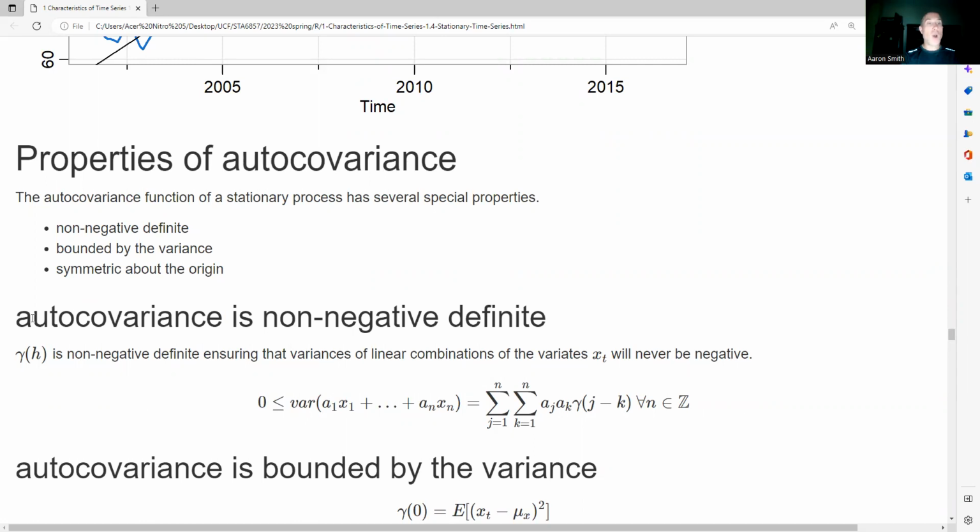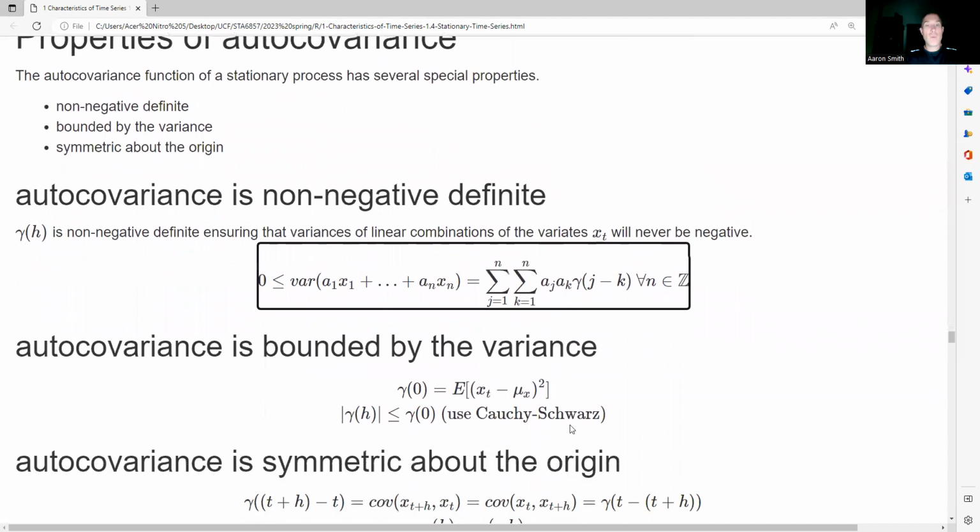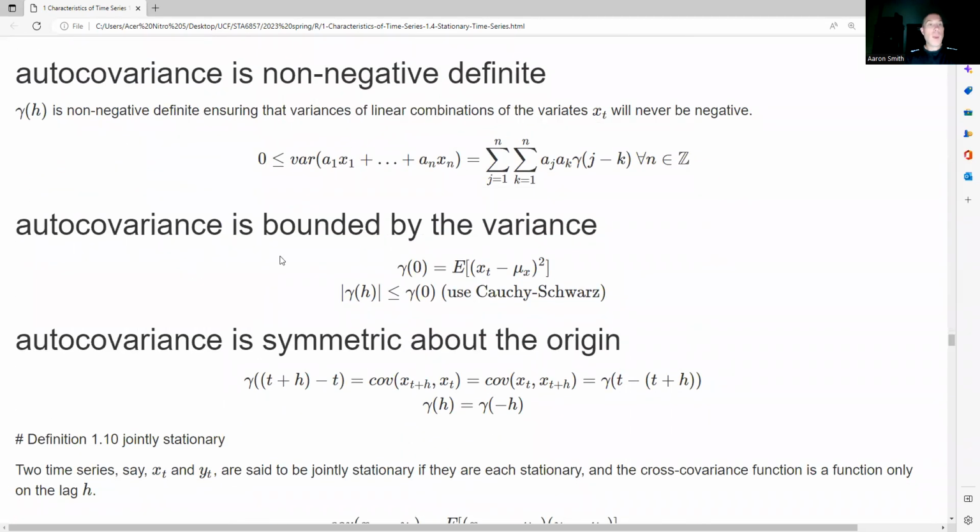All right, so autocovariance is non-negative definite. So gamma of h is non-negative definite, ensuring that the variances of linear combinations of the variates will never be negative. All right, so if I do the calculations, we'll get the formulas that will very naturally come out. And autocovariance is bounded by the variance. So my autocovariance in absolute value is less than or equal to the variance itself, and Cauchy-Schwarz can be used to verify that. And autocovariance is symmetric about the origin.